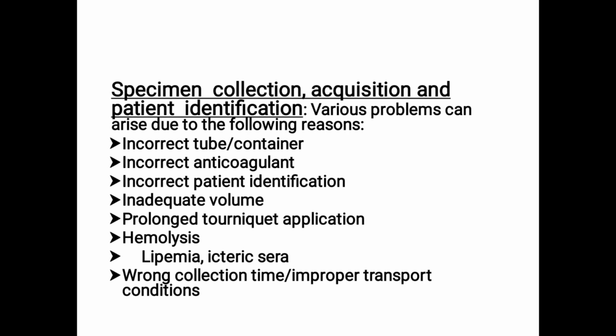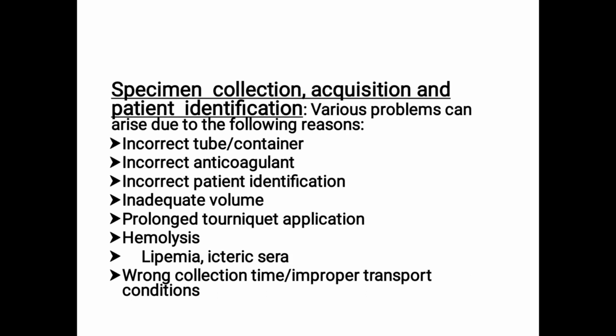Wrong collection times, for example, particularly for the fertility profile, FSH, LH, prolactin, even cortisol, and some drugs need to be collected at specific times. Cortisol needs to be collected sometimes at 4 a.m., evening 8 p.m. In these hours, the level and normal range also vary. So that should be noted by the staff nurse or technician, or even the doctor should advise before sending the patient to the lab.